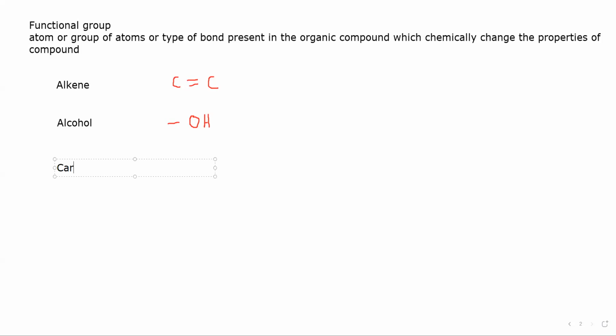Carboxylic acid means a group of atoms like C double bonded with O and OH. If this group is present within the structure, we call it carboxylic acid. Halogens are group 7 elements. If fluorine is attached, chlorine is attached, bromine is attached, or iodine is attached, we call them halogen groups.